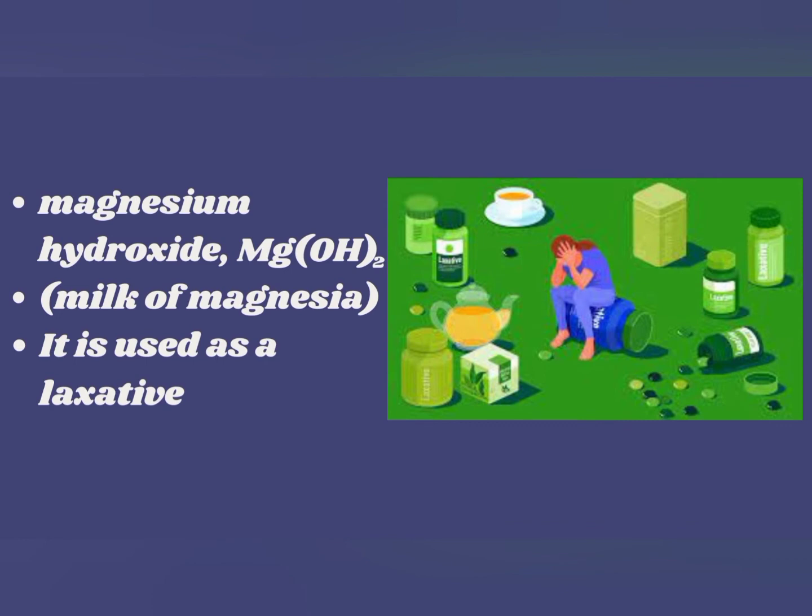Next, we'll be talking about magnesium hydroxide. Magnesium hydroxide is actually used as a laxative. Laxatives are drugs that aid digestion. So they tend to reduce constipation. So you take note of that. So magnesium hydroxide is actually used in making what is called a laxative.